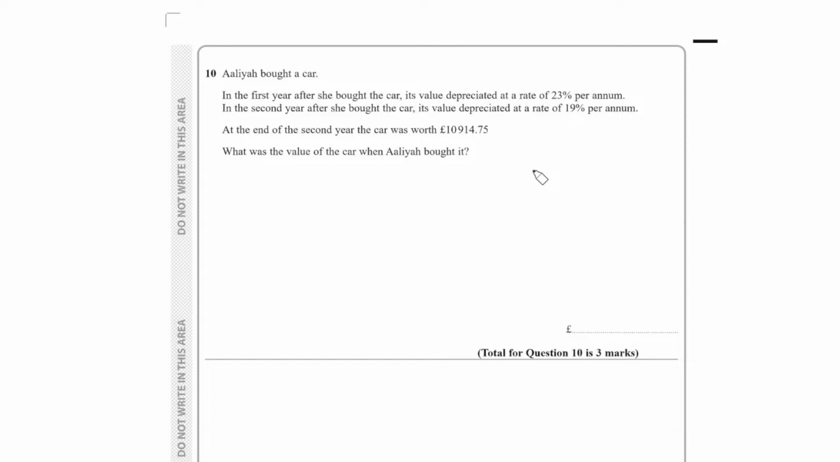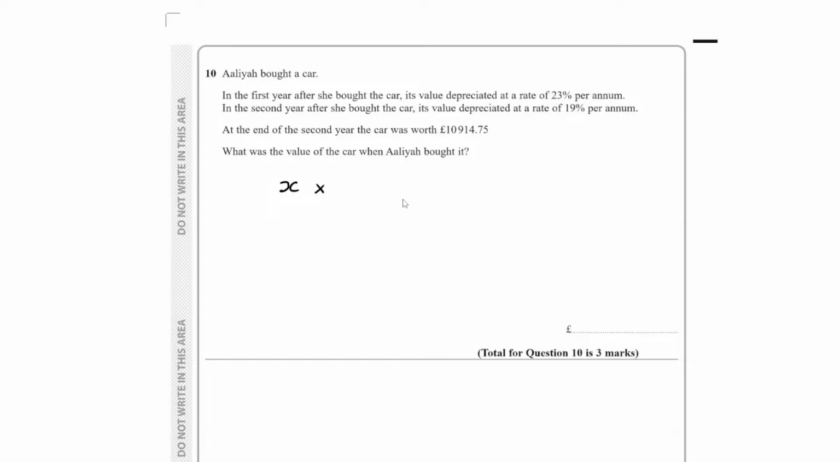So I guess there are different ways to do this depending on how comfortable you are with multipliers and things like that. What I like to do is I go, right, okay, we're trying to work out something in the past, backwards, aren't we? So I'm just going to say x is the value of the car originally. I like to think about it as what has happened in the correct order, like an actual timeline. The first year, it depreciated by 23%.